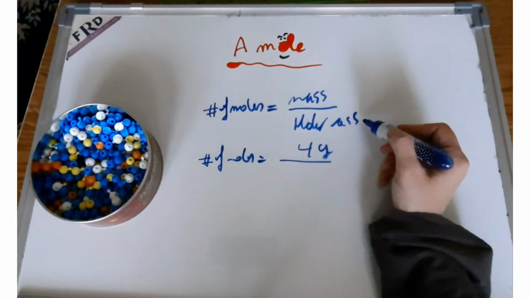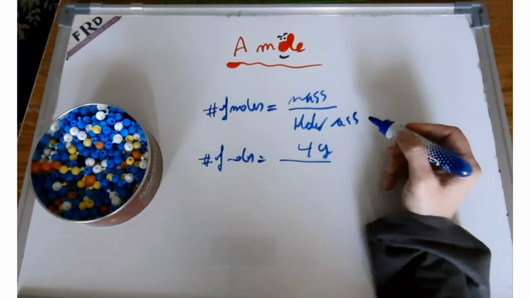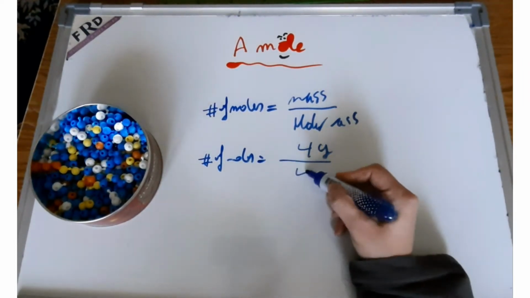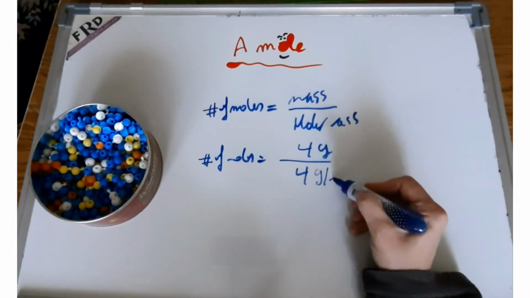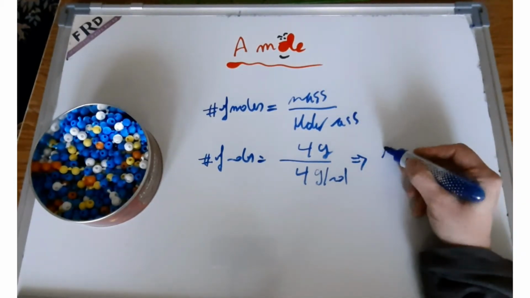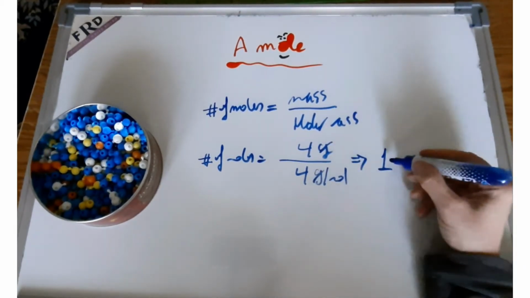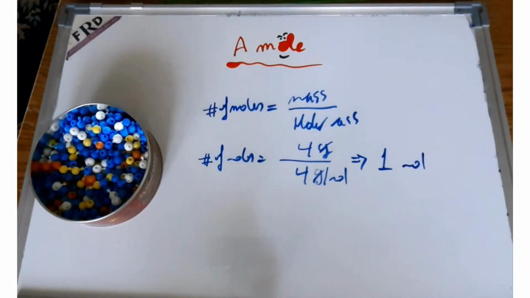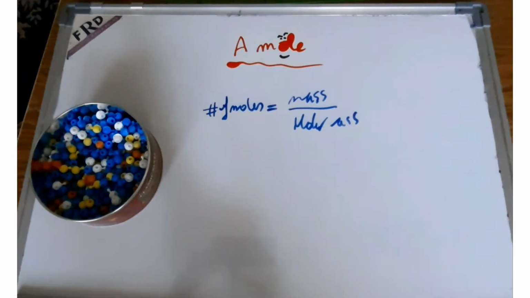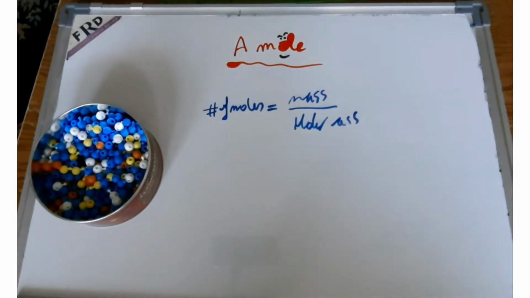What is the molar mass of helium? From where do we get it? We get it from the periodic table. The molar mass of helium from the periodic table is 4 grams per mole. So number of moles equals 1. When we cancel out grams and grams, we get 1 mole. Okay, so this is an example of how to find number of moles. So our first rule to find number of moles: number of moles equals mass over molar mass.